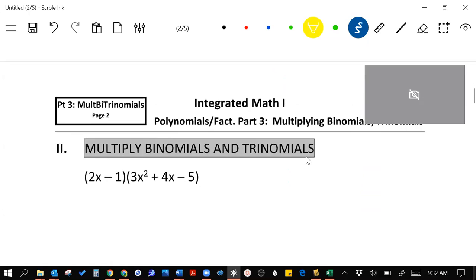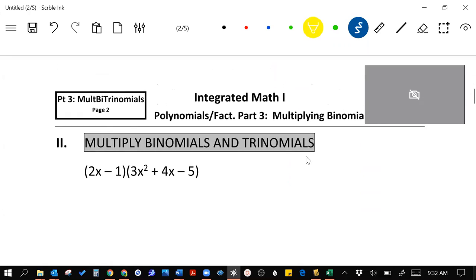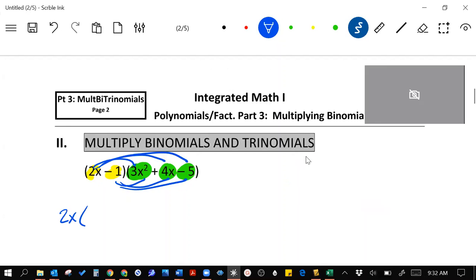Okay, let's look at the second page of this, where it's multiplying binomials and trinomials. We're going to do the same exact concept. I'm going to have the 2x times the 3x squared, the 4x, and the negative 5. And then I'm going to do the negative 1 times each of those others. So I can either do it where I'm going like this, or I can do it where I have 2x times 3x squared plus 4x minus 5 minus 1. I think I put that minus 1 in the right place there.